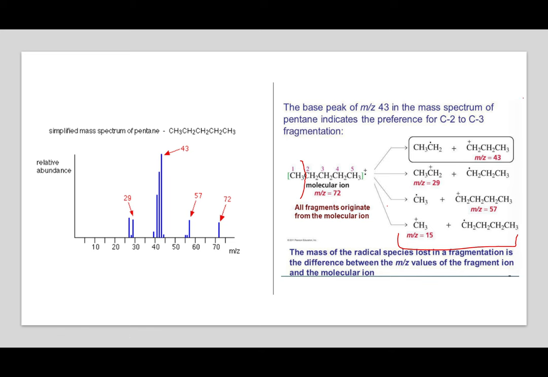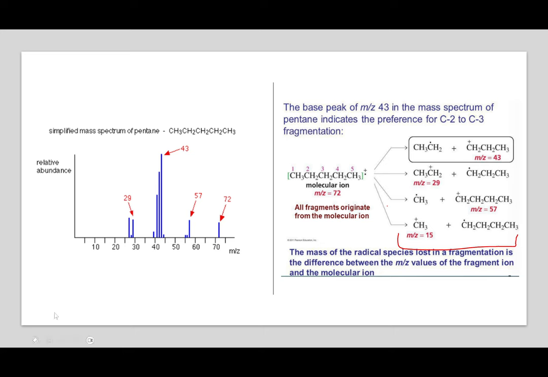Right, if we were to break it between carbon 2 and carbon 3, what are we going to get there? We're going to get an ethyl ion and a propyl ion. If we break it between 4 and 5, what we're going to get is a methyl radical and a butyl ion. And if we break it between 3 and 4, we're going to get an ethyl radical and a propyl ion, right? But I want you to sit and look at it actually.